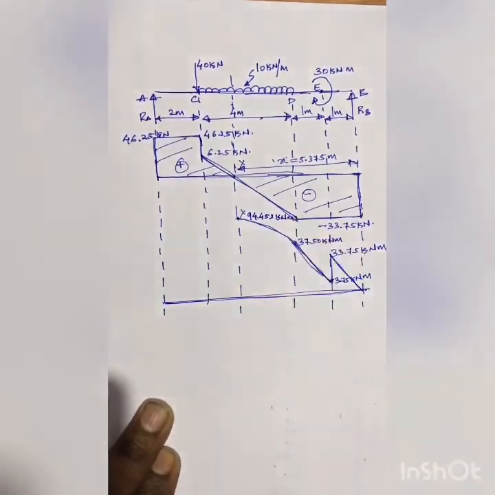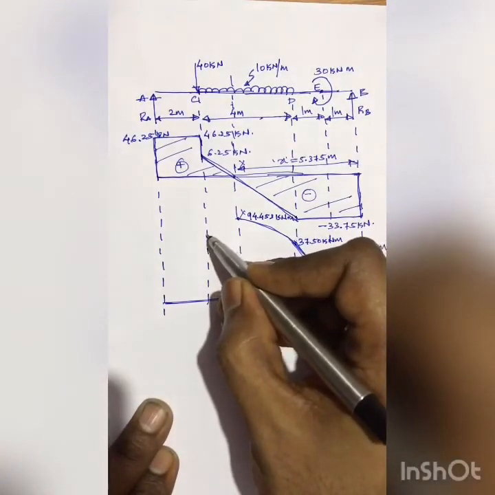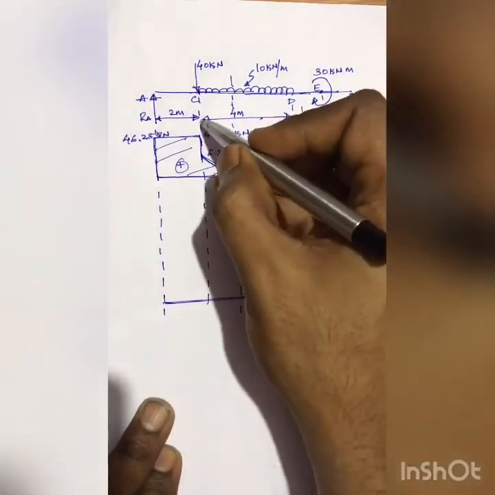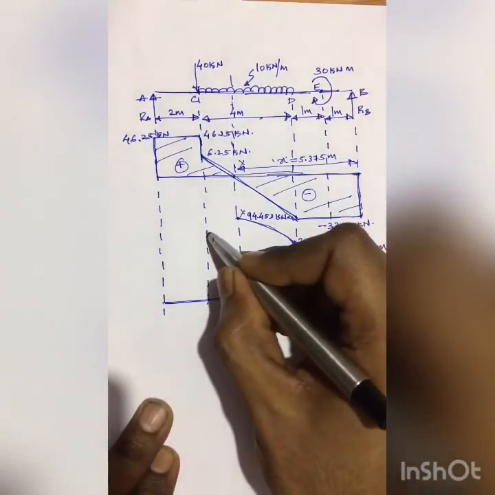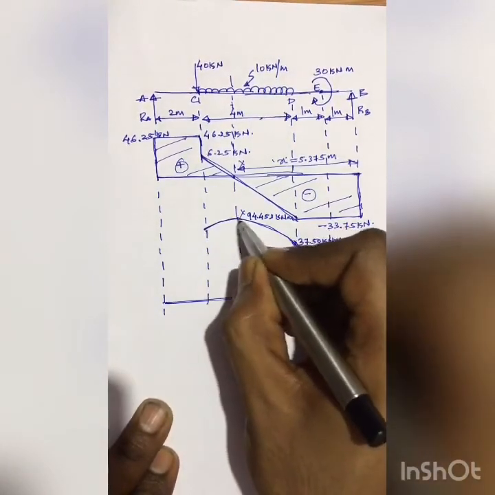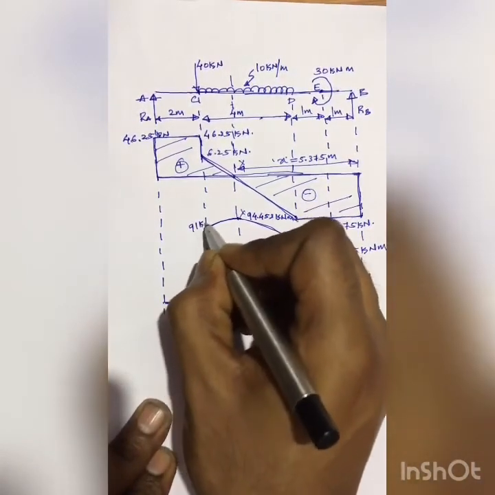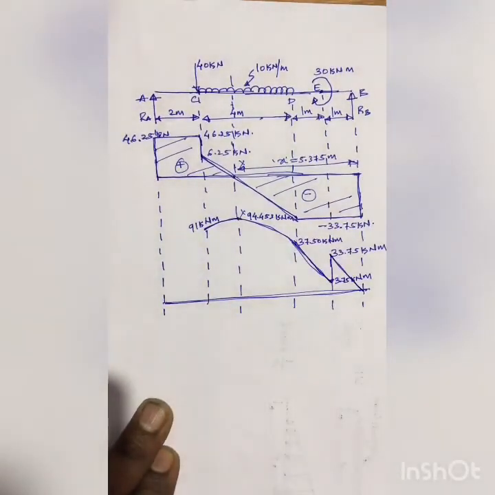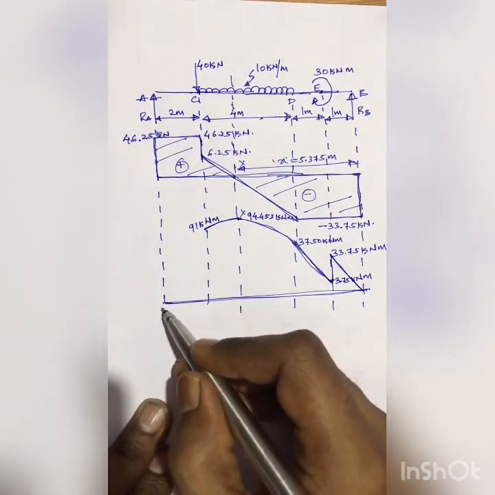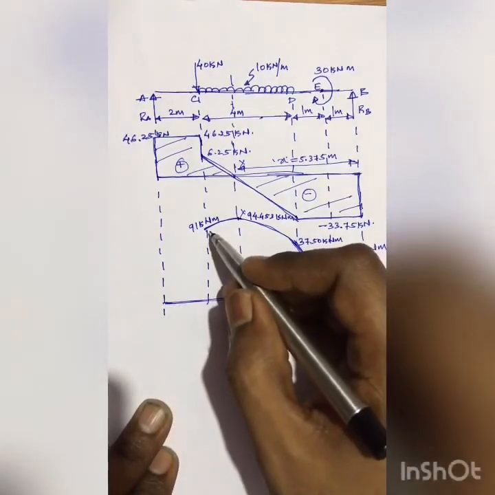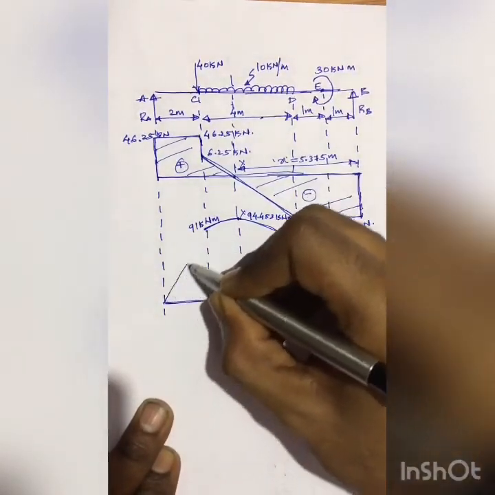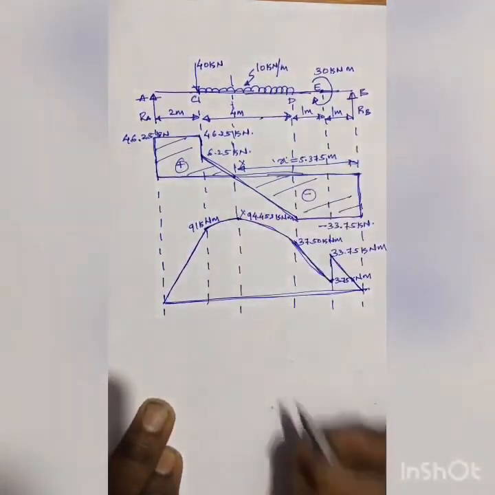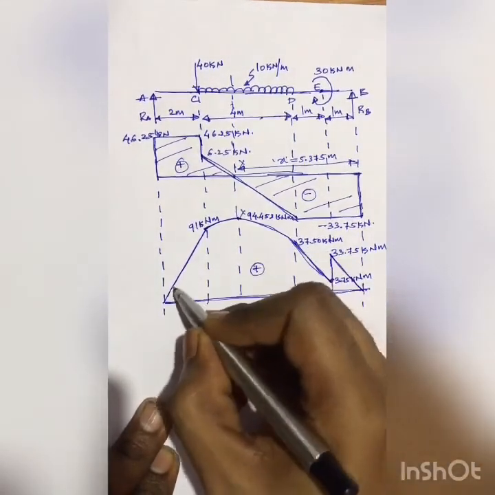kilonewton meter. Next we have found the bending moment at C. Bending moment at C is 91 kilonewton meter, and again we have a parabolic curve here because this again is UDL in this portion. So here I'll write 91 kilonewton meter. And next we know that the bending moment at A is 0, and the variation from A to C will be linear because we do not have any UDL or UVL here, so it will be a linear variation like this. So this is the bending moment diagram for this particular problem.